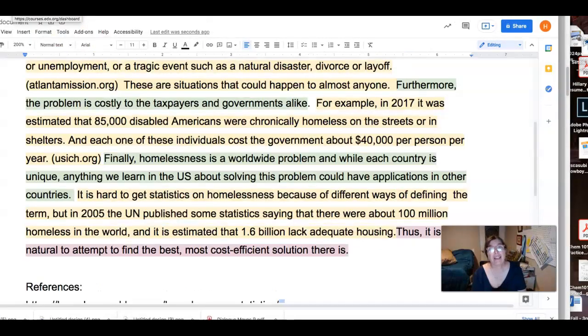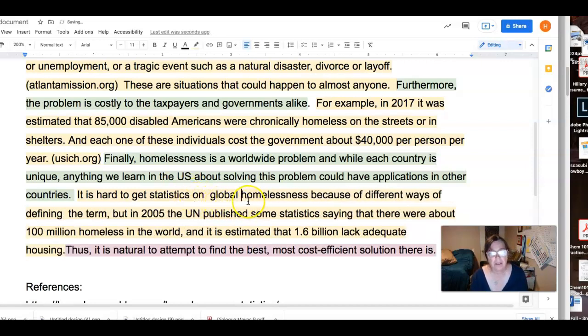So to add in the idea of a worldwide issue, that there's homelessness as well in the second and third world, the developing countries, I had to add in a couple more sentences because there wasn't anything in the body of the paragraph about that. So I used a developmental sentence. Finally, homelessness is a worldwide problem, and while each country is unique, anything we learn in the US about solving this problem could have applications in other countries.